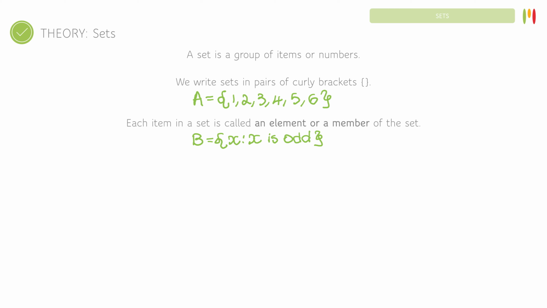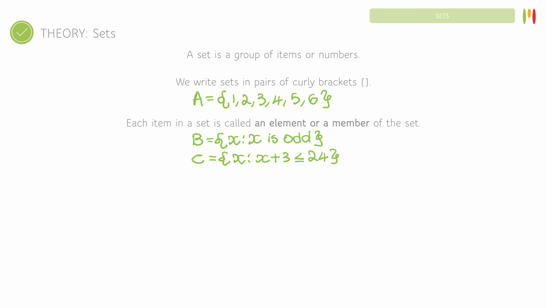We could also write that set C is equal to the set x, where x plus 3 is less than or equal to 24. To work out the members of this set, we will need to rearrange the inequality so we have set C, which is the set such that x is less than or equal to 21.